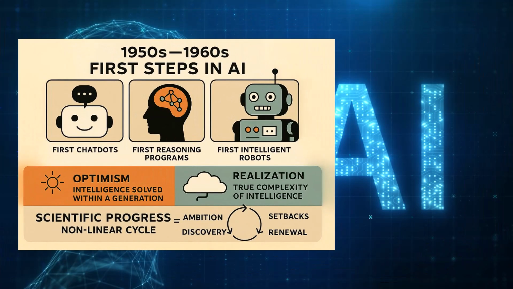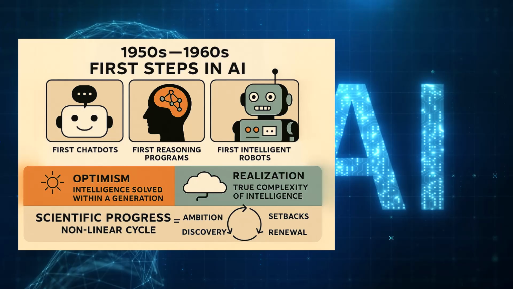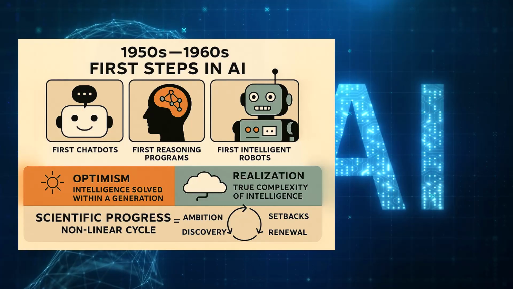Looking back, the 1950s and 60s were a decade of daring imagination and first steps. Scientists created the first chatbots, the first reasoning programs, and the first intelligent robots. They believed the problem of intelligence might be solved within a generation, but they also learned just how challenging intelligence really is. These early decades remind us that scientific progress is rarely linear. It is a cycle of ambition, discovery, setbacks, and renewal.